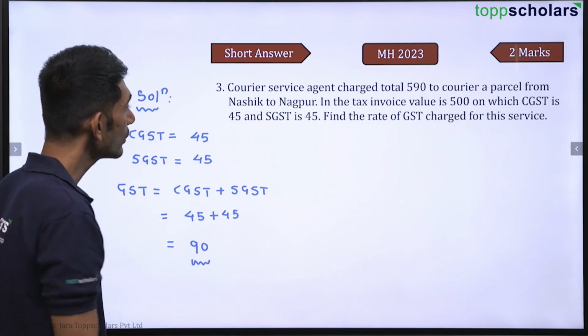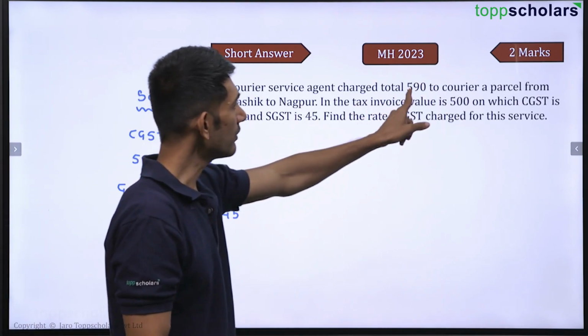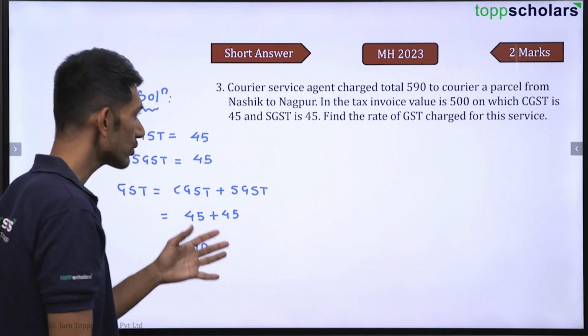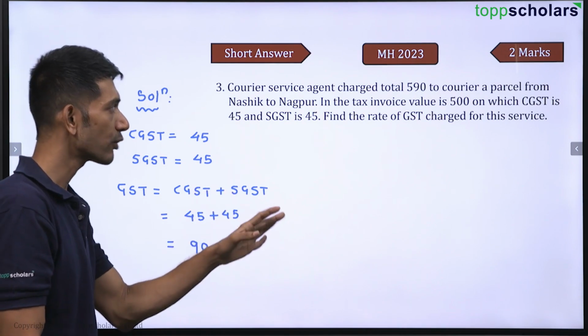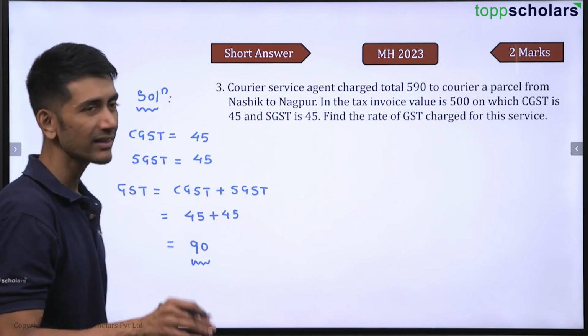Correct? Now the question says, the courier service agent charged a total of 590 to courier a parcel from Nashik to Nagpur. In the tax invoice, the value is 500 rupees, on which CGST and SGST is given. We are supposed to find out the rate of GST.